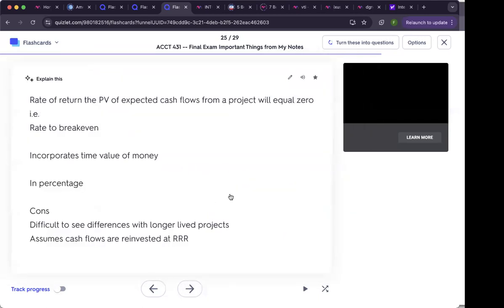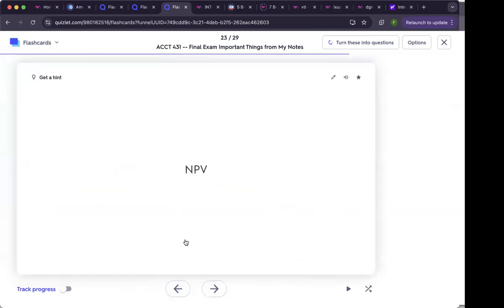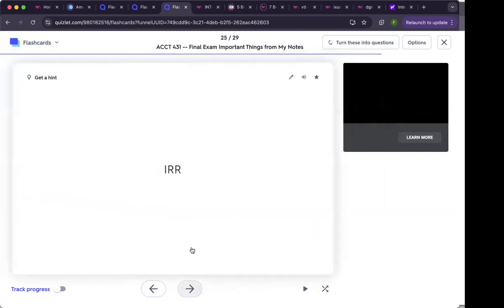IRR, what is that? That's the rate of return where the present value of expected cash flows from a project will equal zero. What does that mean? That's kind of a crazy sentence. Basically, it's just the rate you need to break even. This incorporates the time value of money, and it gives you the answer in percentage. Where NPV does incorporate the time value of money, obviously, but it gives you the answer in dollars.